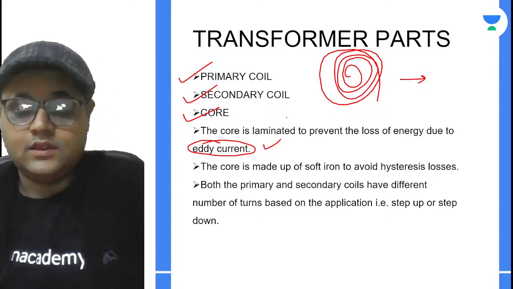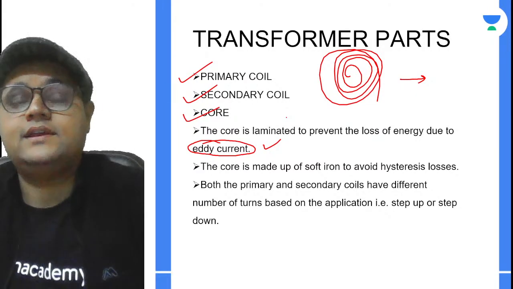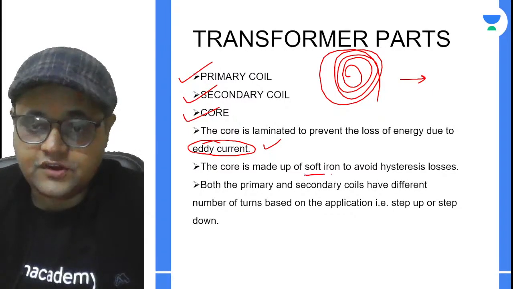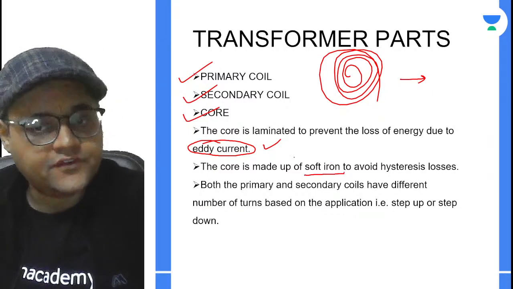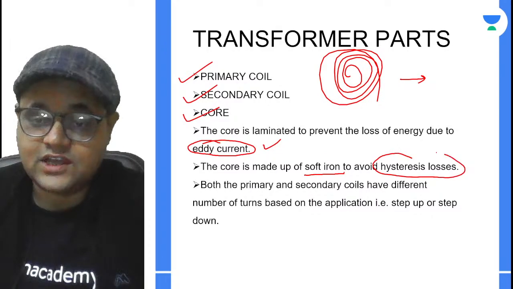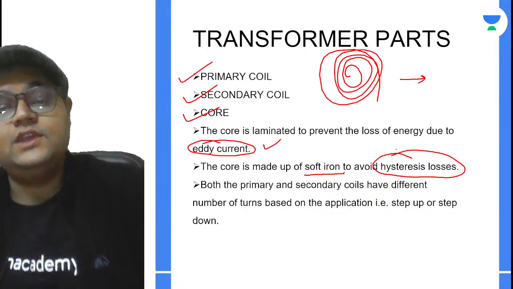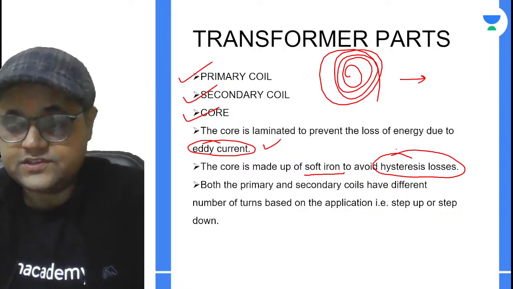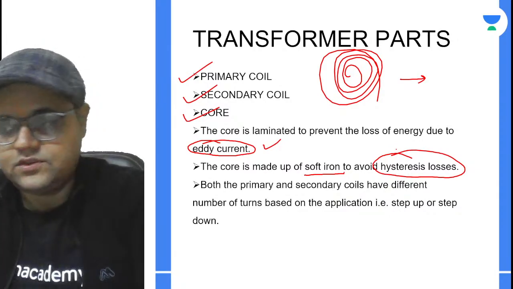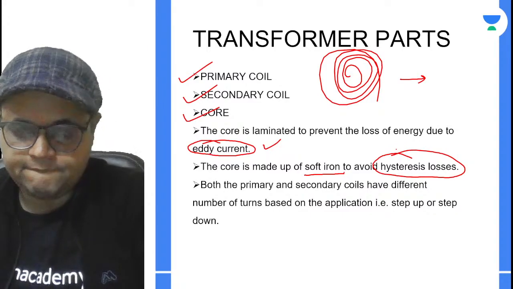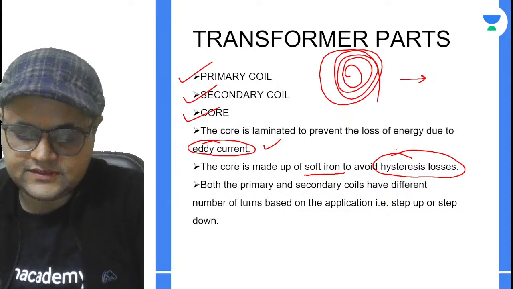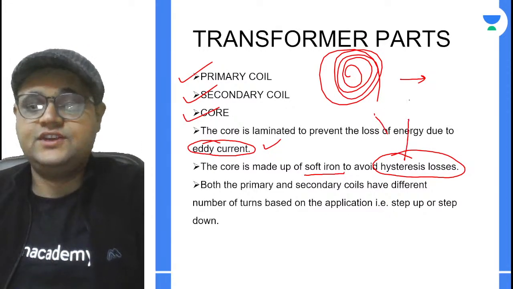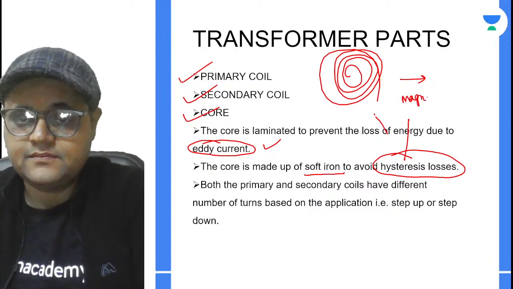Now the core is also designed with certain specific constraints. It is always designed with soft iron. And why do we design a core with soft iron? To avoid hysteresis losses. Now again, hysteresis loss is a relatively new term for all class 9th or 10th students. Anyone knows what hysteresis loss is? Or else I'll be telling you about this. Okay, these losses occur when there is a frequent magnetization and demagnetization. Let me brief you about this.